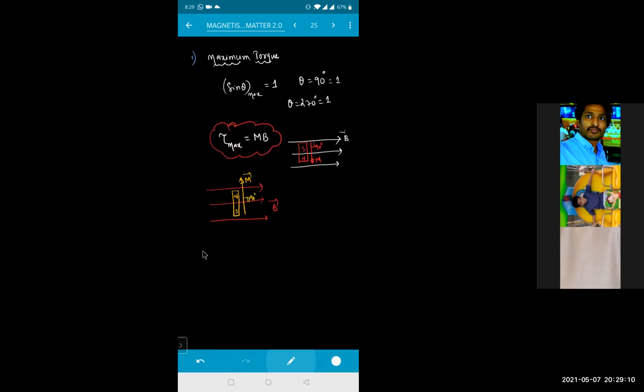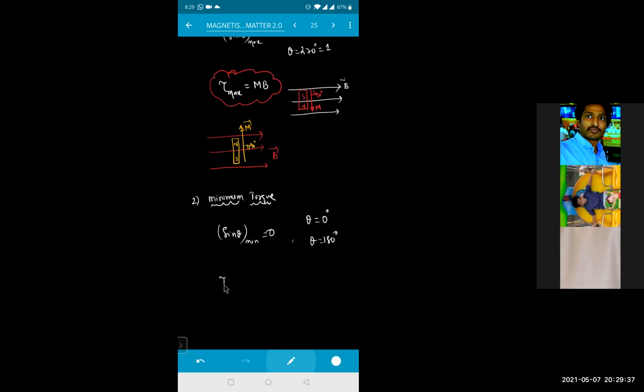The next one, if I'm talking about your minimum torque, sin theta is equal to 0. So for minimum torque, the sin theta must be minimum. The minimum value of sin theta is how much? 0. When theta takes the value 0 degrees, or when theta is equal to 180 degrees, the sin theta value will be equal to 0. That means tau minimum will become how much? 0. Tau minimum is equal to 0. Is that clear?